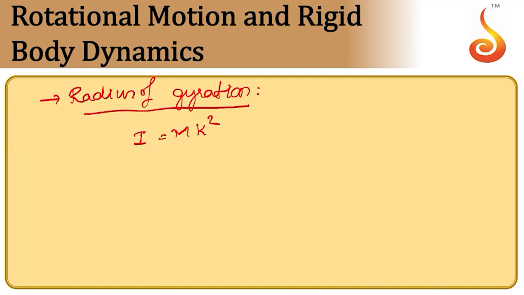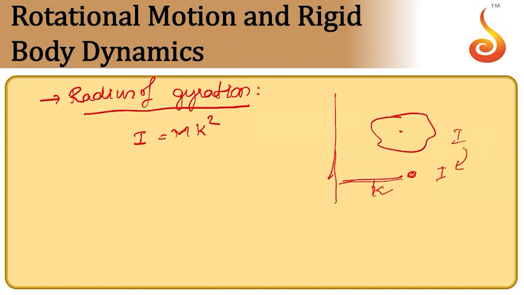That means we can write I is equal to mk square. For example, if I want to replace this extended object by a point mass, and if k is this distance, then k becomes the radius of gyration. So the requirement is that this particle and the extended object should have the same moment of inertia. So basically radius of gyration is nothing but the square root of I divided by m, where I is the moment of inertia of the given object and m is the mass of the given object.